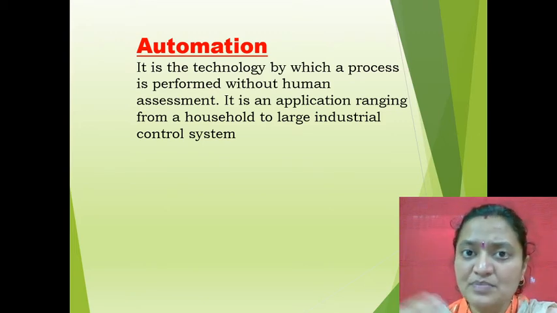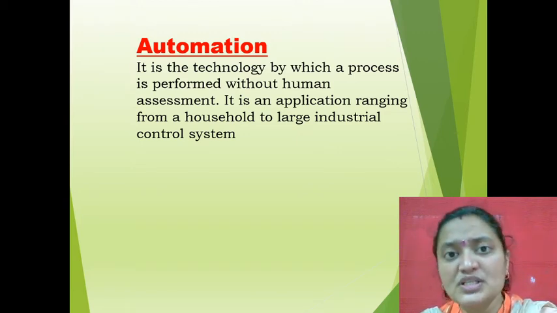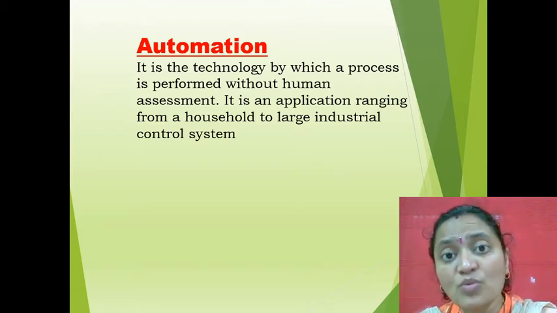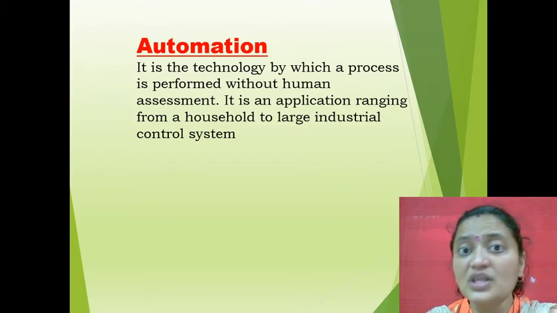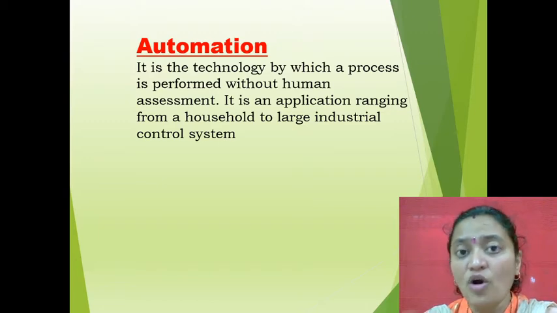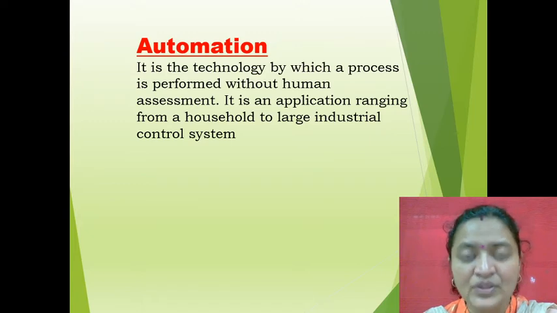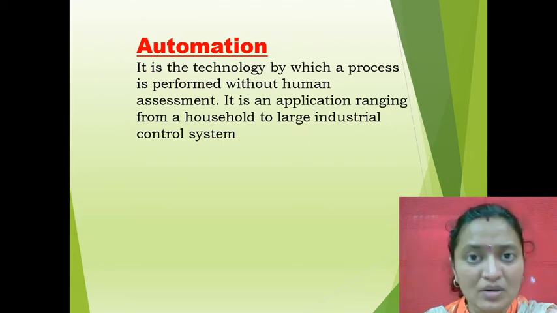Then as days passed by, due to the advancement of technology, many machines came. Computers came, and different other machines. Okay, the work was being done very quickly. So that is automation. It is a technology by which a process is performed without human assessment. Here labor is not required, or people are not required in order to perform or conduct that activity. Usually the work will be done automatically with the help of the machines only.